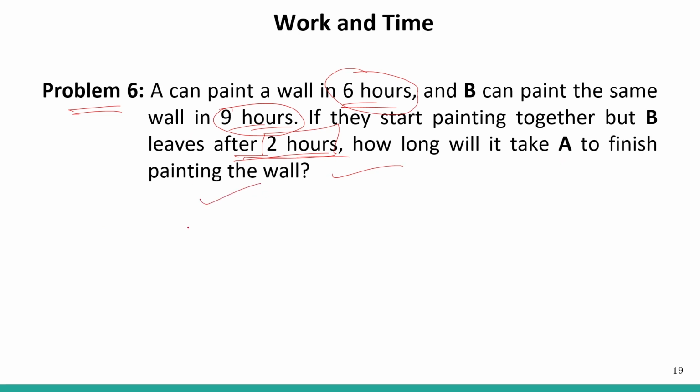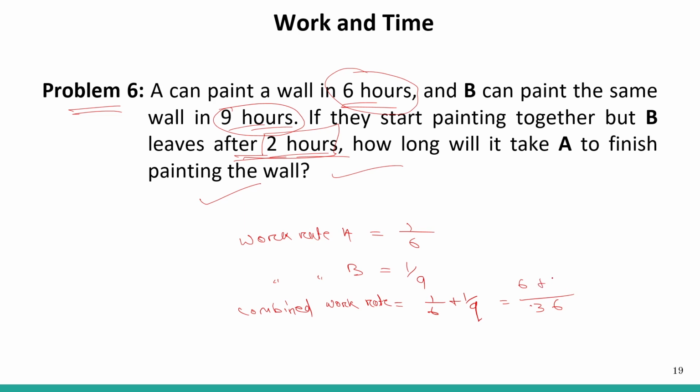Okay, so let's calculate the combined work rate. In order to figure out the combined work rate, what we have to calculate first is the work rate of A, that is equal to 1 by 6. And work rate of B is equal to what? 1 by 9. And combined work rate is equal to 1 by 6 plus 1 by 9, that is equal to what? So 36. So it will be 6 plus 4 is equal to 10 by 36.